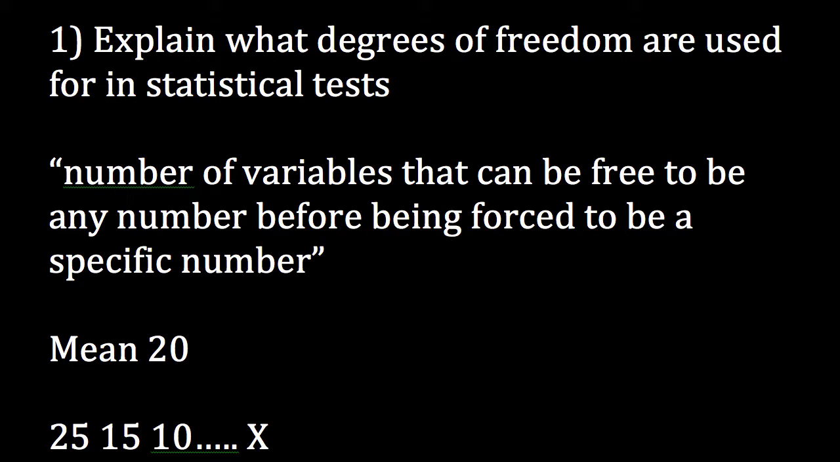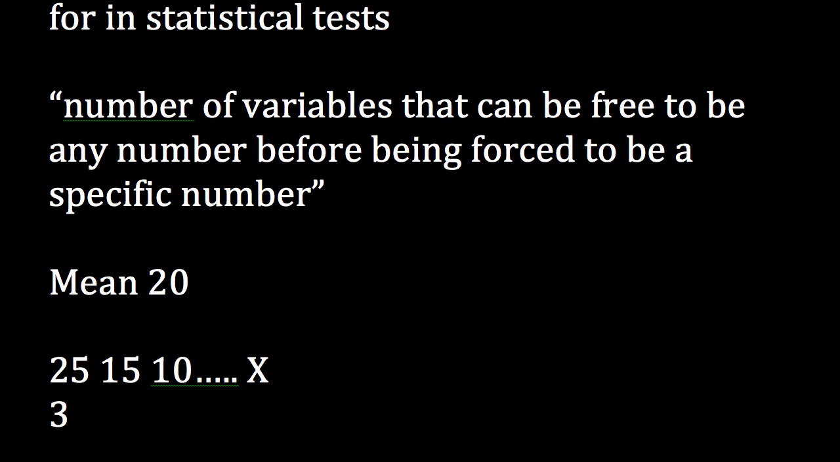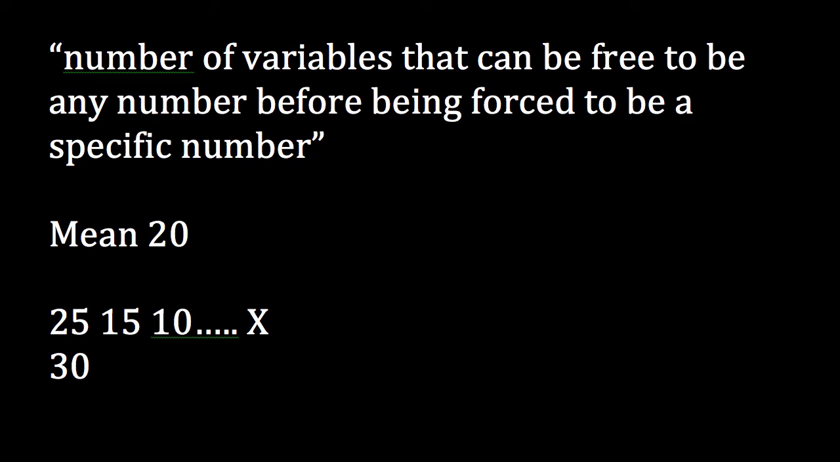So because we have the mean set and we already have 3 numbers, if you average just 25 and 15 together, that's 20. So you need 10 averaged with another number to get to 20, and it has to be averaged with 30. There's no other way you can do that. That last number was forced in this situation. So in this example, there were 3 degrees of freedom in calculating the mean, although there were 4 variables.